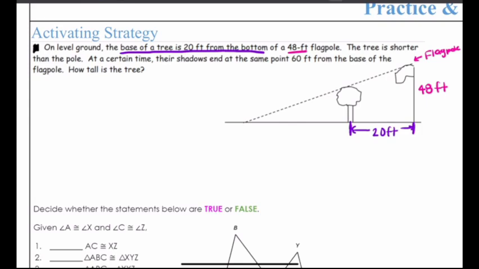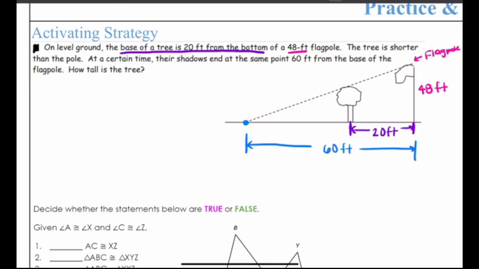Then it says the tree is shorter than the pole. So they're confirming that even though it looks shorter, they're confirming it. And then at a certain time, their shadows end at the same point, 60 feet from the base of the flagpole. So right over here, this is where their shadows end. And this distance from here to here, since it says from the base of your flagpole, this distance is 60 feet, okay?